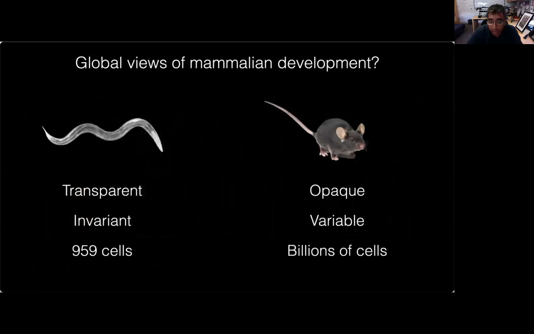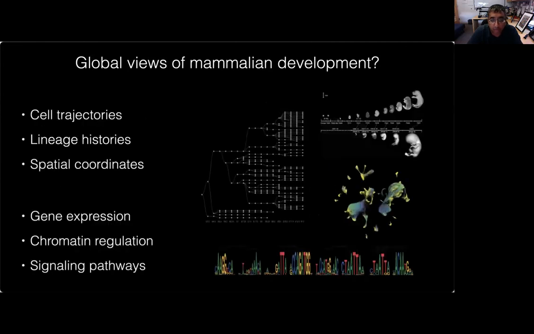And so, 30 odd years have passed since this, but we still don't have equivalent lineage maps, or really, a comprehensive understanding of the relationship of cell types to one another in more complex model organisms such as the mouse. And the reasons for this are pretty obvious. Mice are not transparent. Their development is variable, not invariant, and it's a question of scale. We're now talking about billions of cells rather than 1,000.